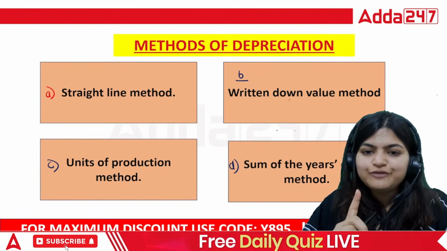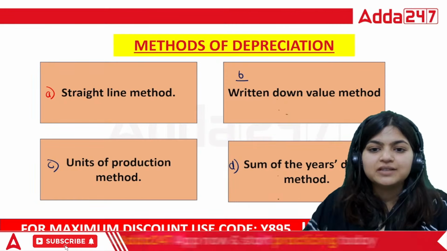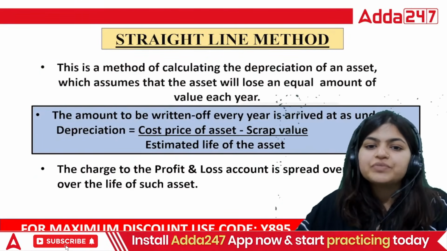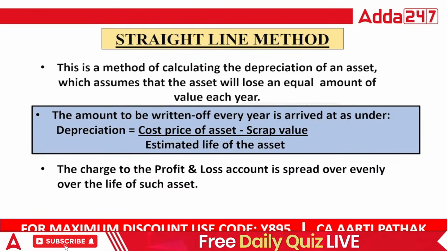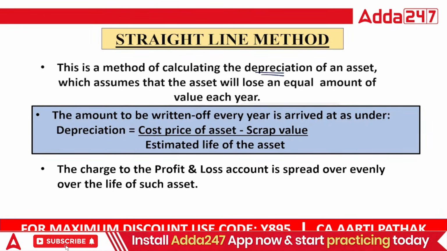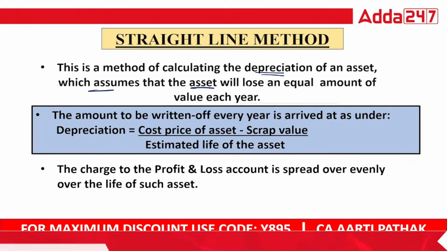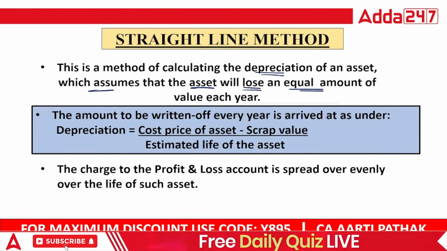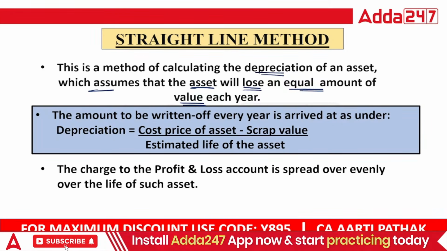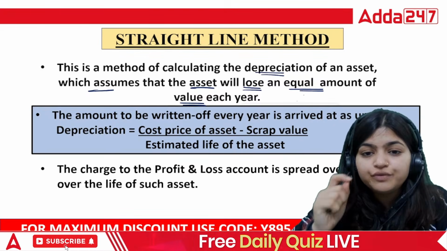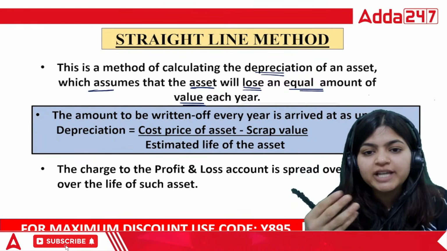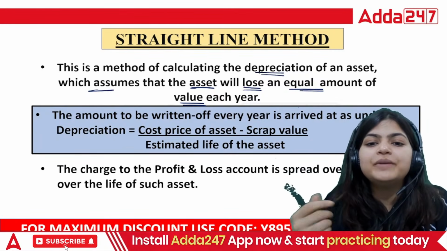Let's start with the very first one, that is the SLM method, straight line method. Now, how are we going to charge depreciation here? When we calculate the depreciation amount of an asset, we assume that the asset will lose an equal amount of value each year. We are saying that every year your machine will give an equal amount of performance.